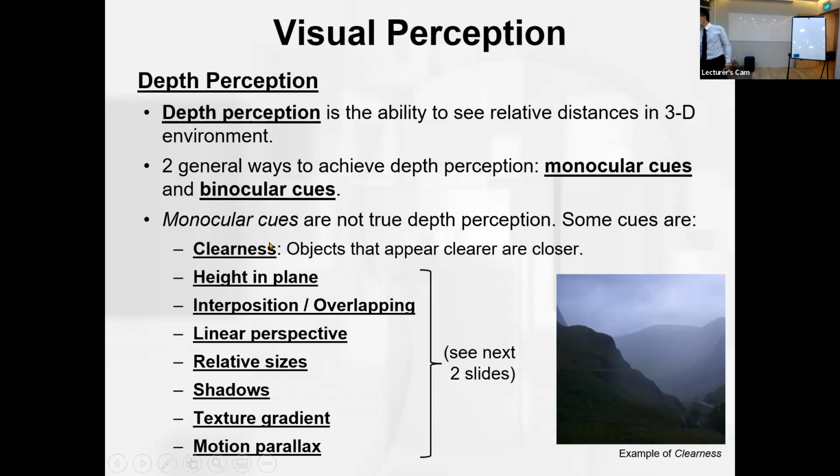Now, how do we perceive distance? Technically, the term is called depth perception. And there are two mechanisms. They are called monocular and binocular cues of vision. Now let's break it down. Let's look at monocular cues first.